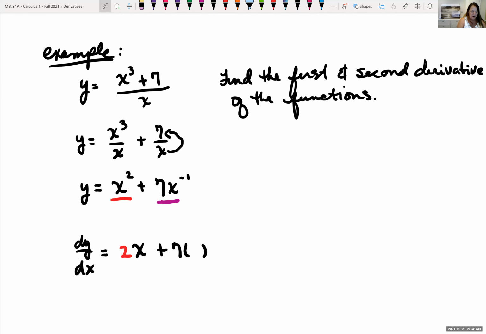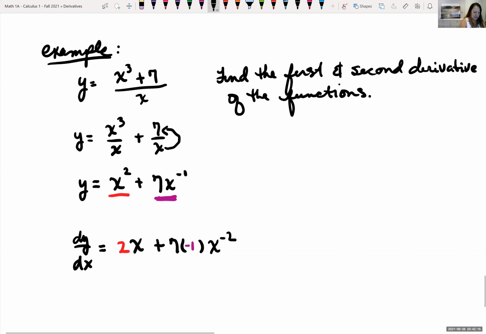Okay, so we rewrote our 7 over x in here as 7x to the negative 1 power. And now we can use that general power rule, right? And bring our exponent down in front, negative 1 times that 7x. And now subtract 1 from our exponent. Well, negative 1 minus 1 gives us a negative 2 exponent.